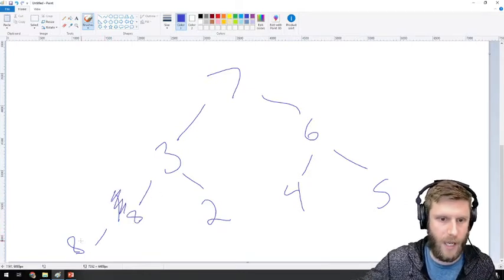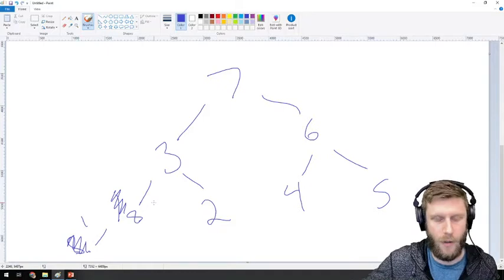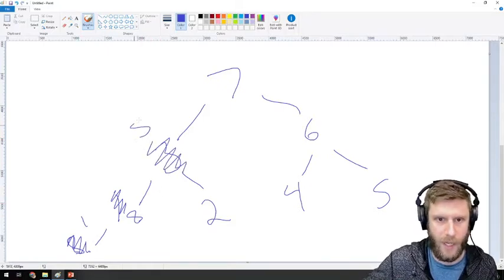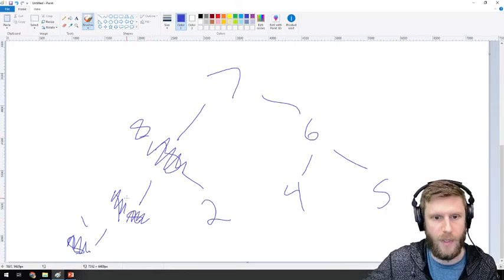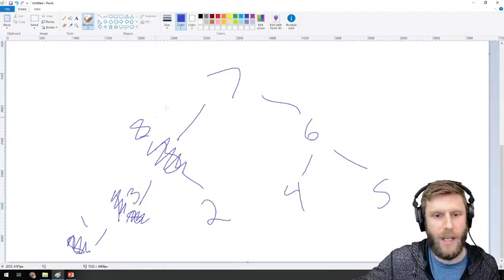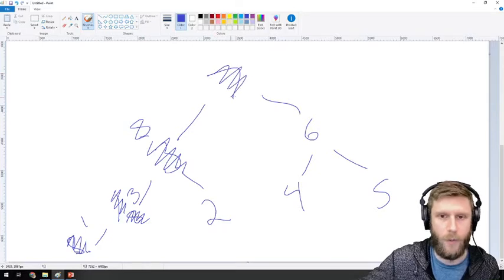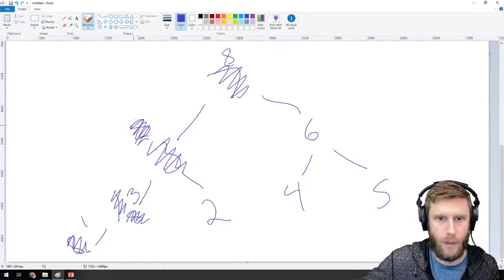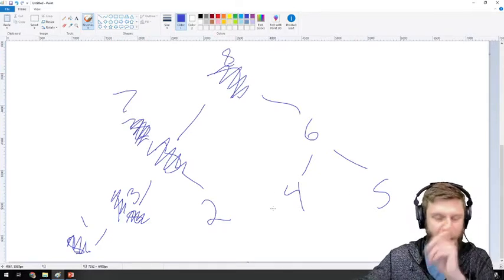So this becomes the 8. This becomes the 1. Now we compare the 8 and the 3. Oh, they're out of order, so we swap them. So this becomes 8. This becomes 3. Then here, if we compare the 8 and the 7, well, we have to swap them. 8, 7.